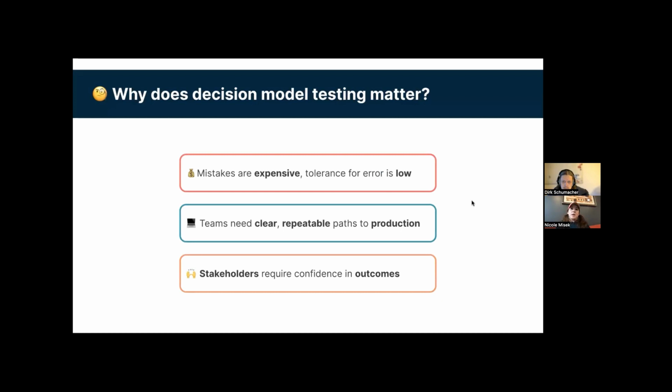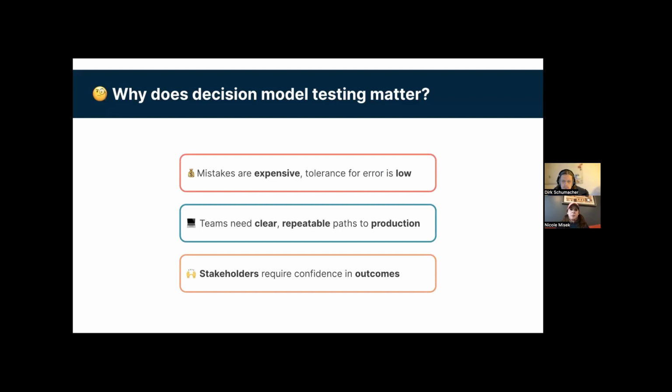Why does decision model testing matter? Well, mistakes are expensive, especially in a production environment, and the tolerance for error is low. And so using decision model testing helps you to mitigate the risk of deploying big mistakes in production.